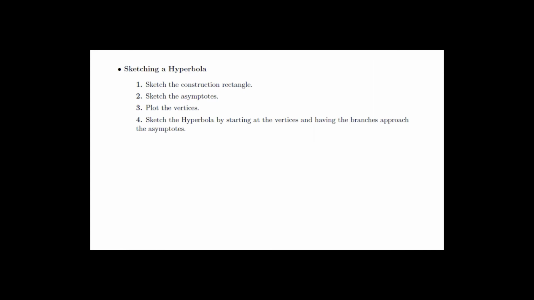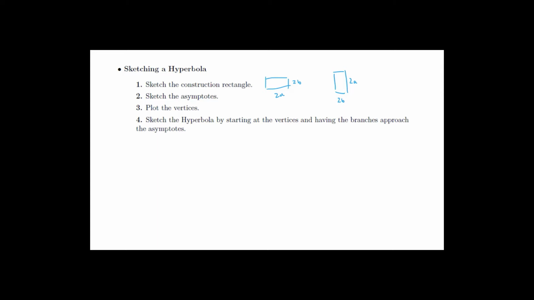All right, so when sketching hyperbolas, the general principles we want to abide by are: first, go ahead and sketch the construction rectangle, right? And the construction rectangle is always going to have a length of 2a and a height of 2b, right? 2a, 2b, or if it's this type, then 2a might be the height and 2b might be the width.